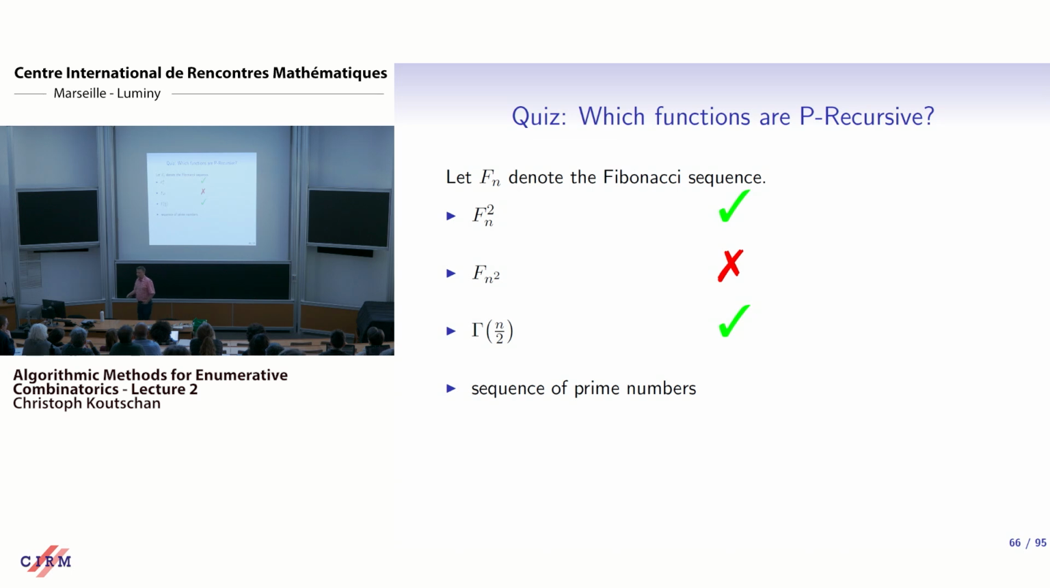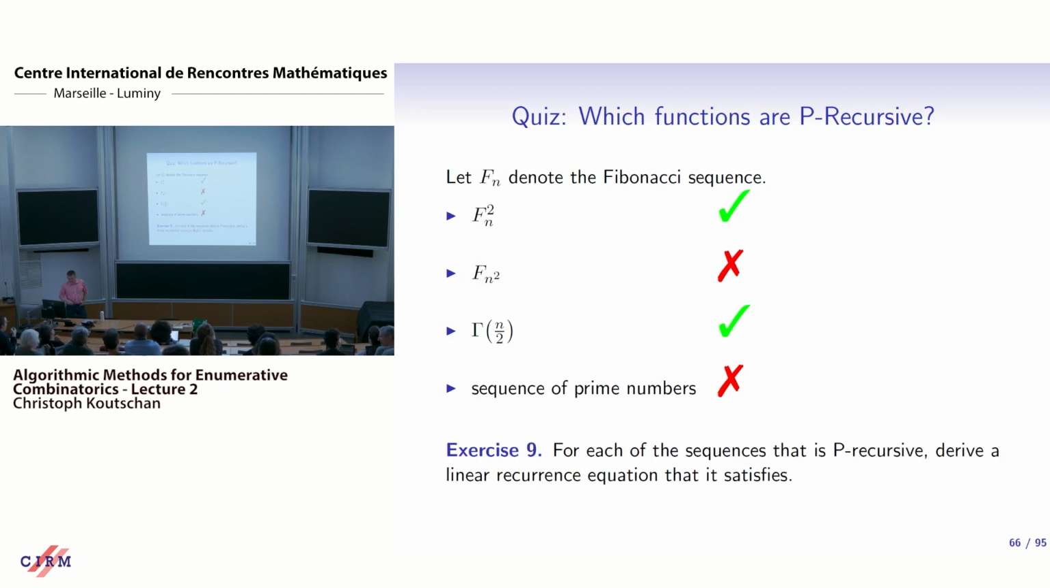And the sequence of prime numbers, who thinks this is p-recursive? Of course, nobody. Everybody knows that the sequence of prime numbers is not p-recursive. It's too ugly, it doesn't satisfy any nice recursive relation. Okay, exercise. For those that are p-recursive, derive the linear recurrence that they satisfy. Not difficult.